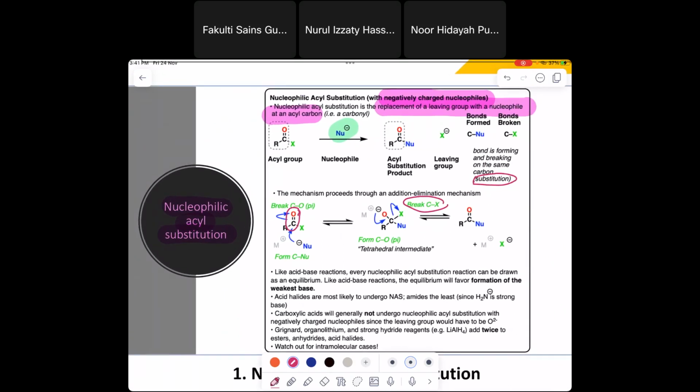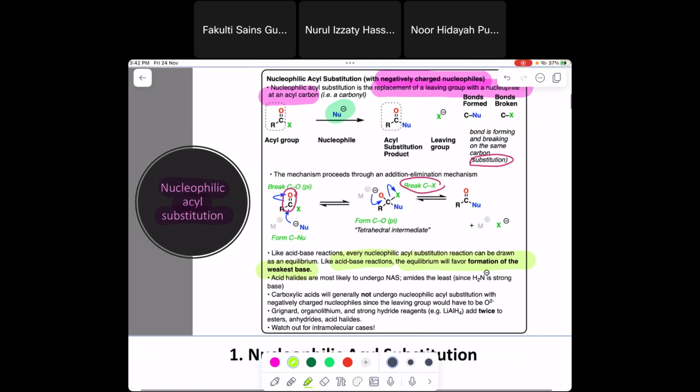So kita kena treat this reaction as acid-base reaction. So kalau kita kata acid-base reaction, when we say it's acid-base reaction, so the equilibrium will always favor the formation of the weakest base. So acid halide, which is our acetyl chloride or inilah acid chloride kita, are the most likely to undergo nucleophilic acyl substitution because kita keluarkan chloride ion, which is the weakest base, and our imide will be the least reactive species sebab dia keluarkan anion NH2 kan, is a very strong base.